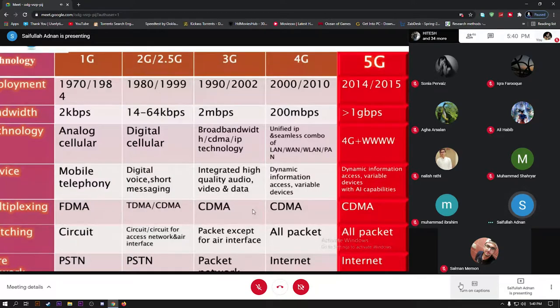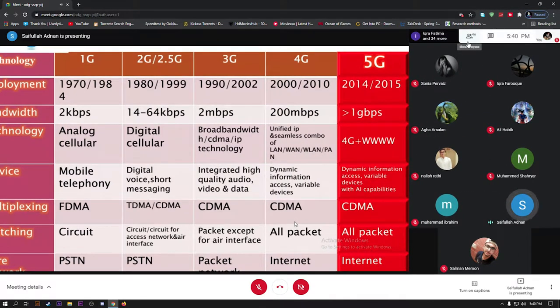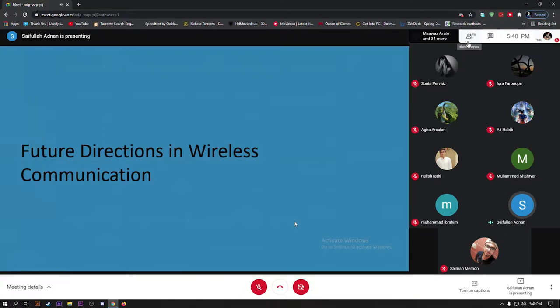Again, it evolved in 3G, which is also called integrated high quality audio and video data rate packets except interference. So 5G is more than 1 gigabit per second. If you notice, there is a big gap between the 4G and 5G data rate. So 5G is the most rapid technology which can possibly change our daily life and use.